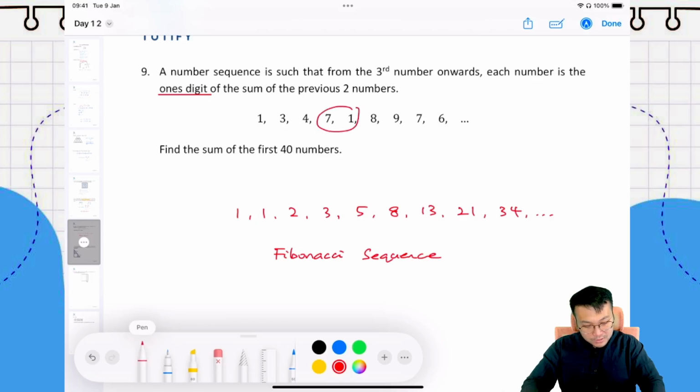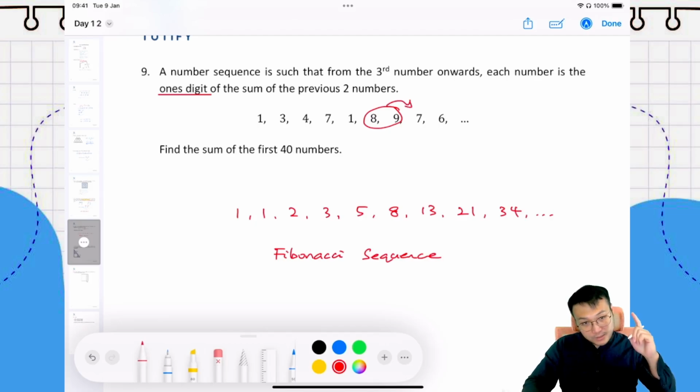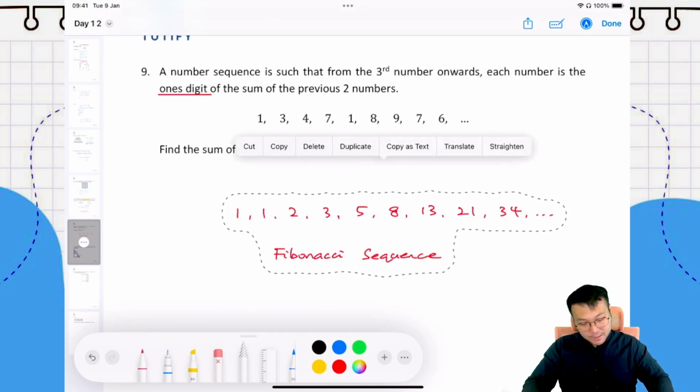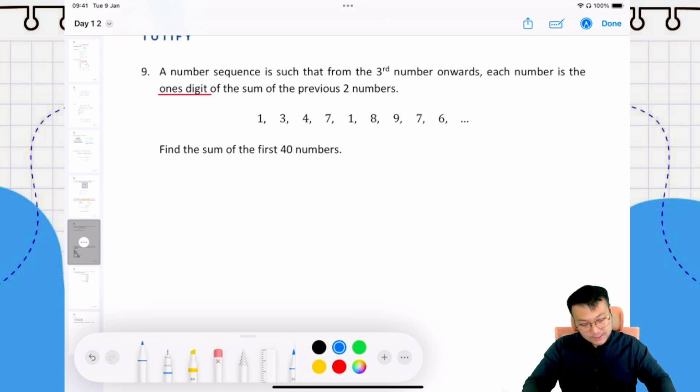Okay, then you continue this one. 7 plus 1 is 8. 1 plus 8 is 9. 8 plus 9 is 17, right? 8 plus 9 is 17. But you don't write 17, you know. You just write down the ones digit, which is the number 7. Okay? So this is how it works. Very similar to Fibonacci, but you're only writing down the ones digit, okay?